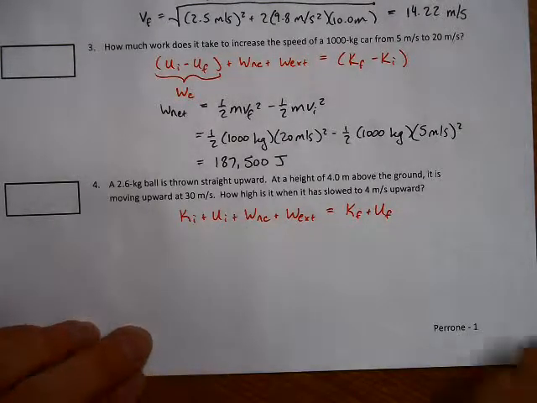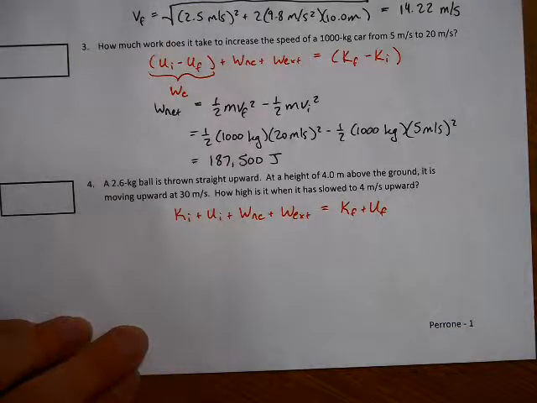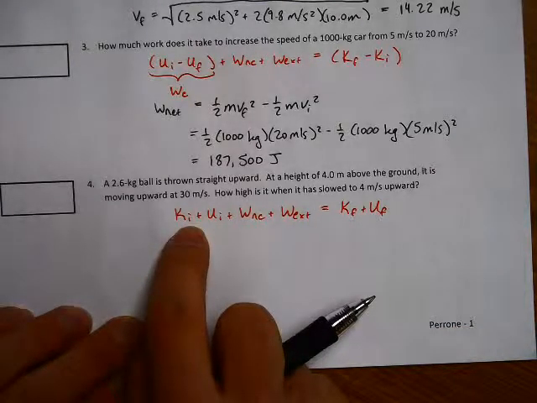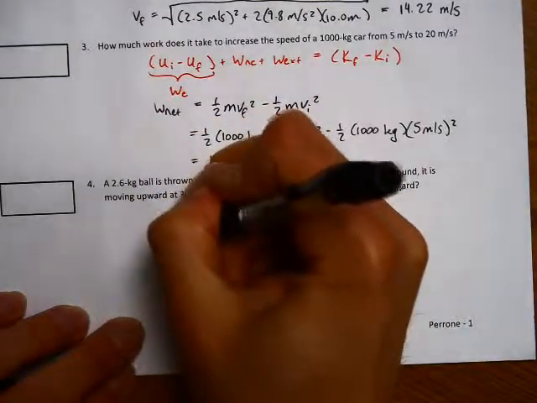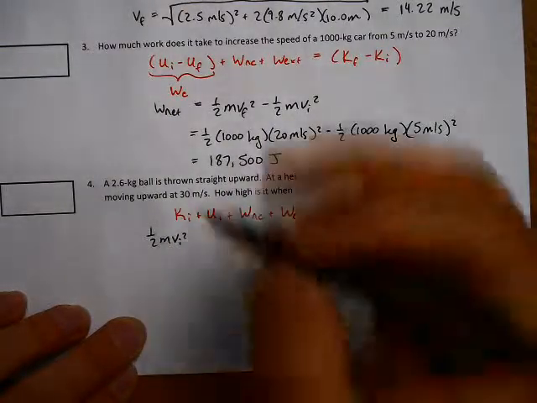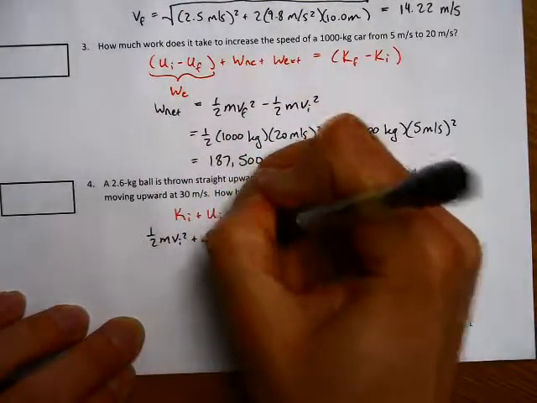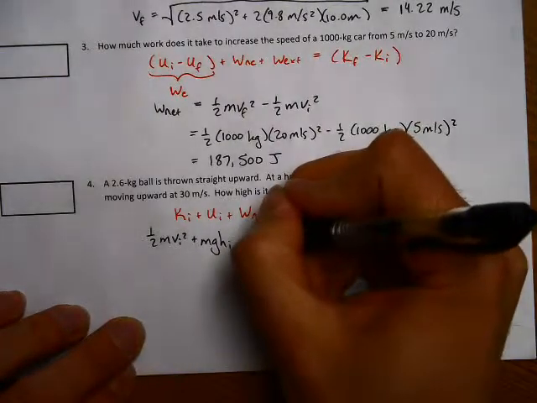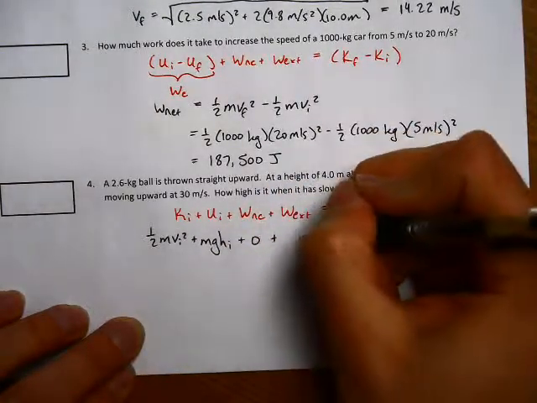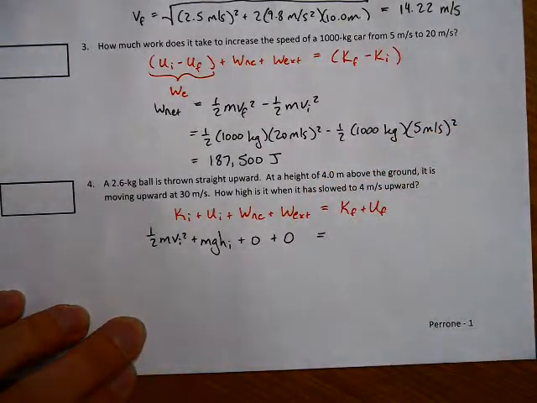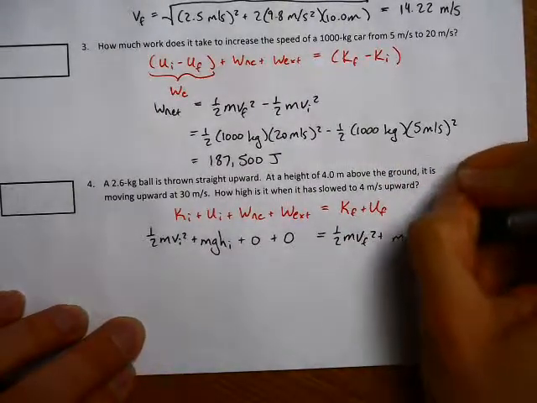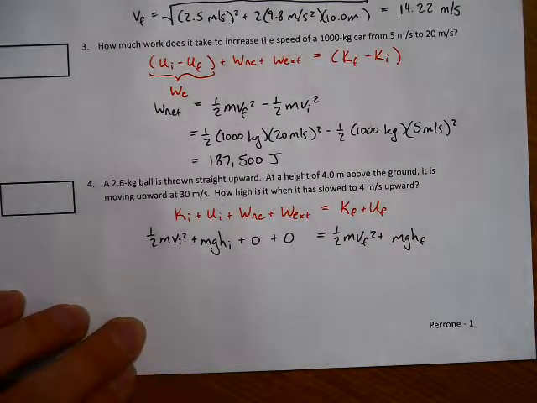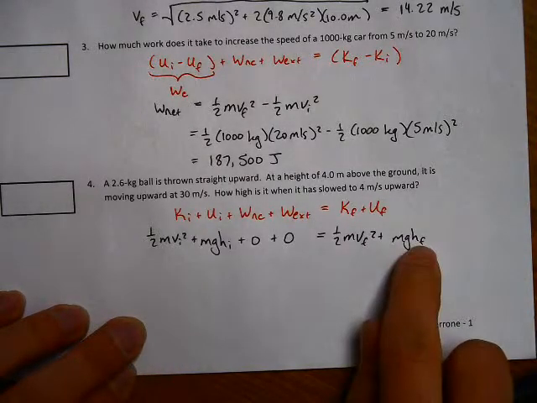We start with our same equation. We start off with kinetic energy. It is moving 30 meters per second initially. We have 1/2 mvi squared. We start off with potential, gravitational potential of mghi. There is no work by a non-conservative force. There is no work done by an external force. And we end up with both 1/2 mv final squared and mgh final. We want to find our final height.